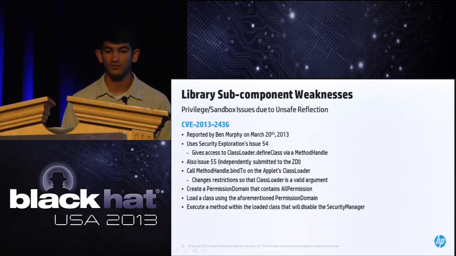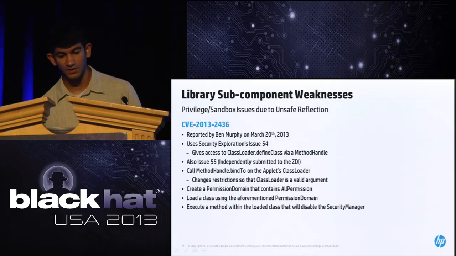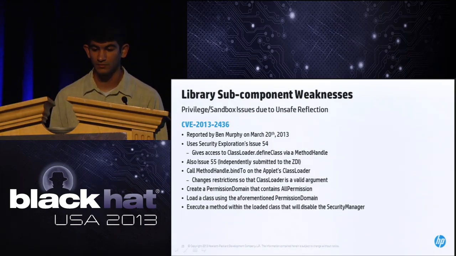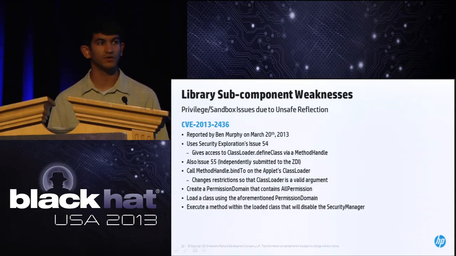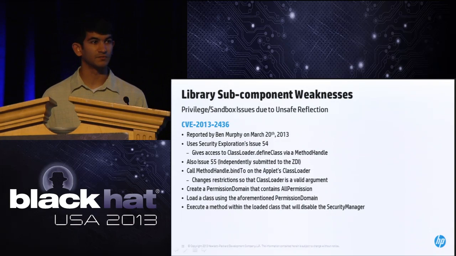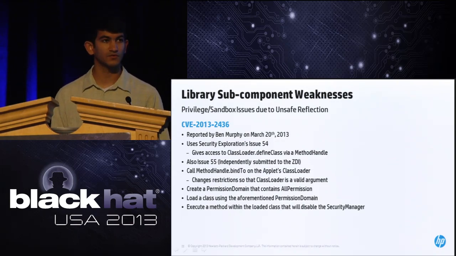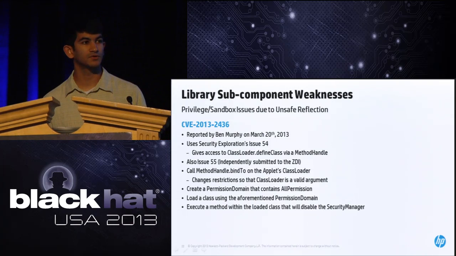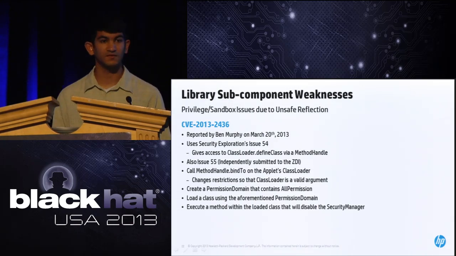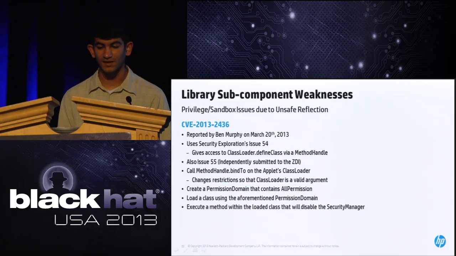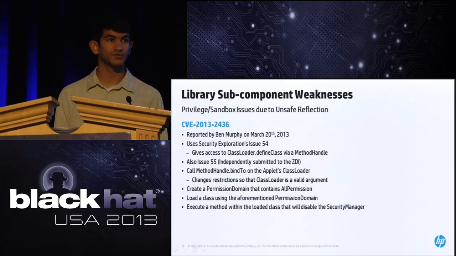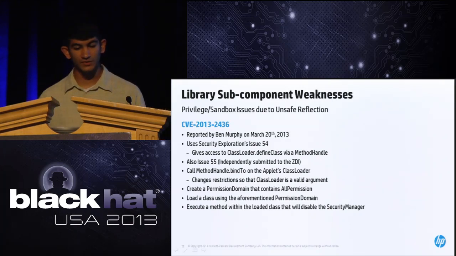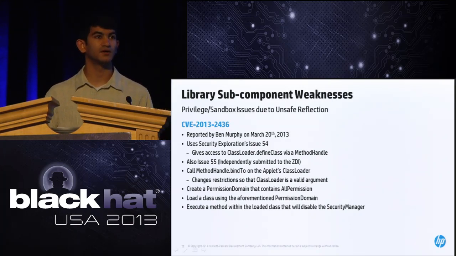CVE-2013-2436 is an example of unsafe reflection and it was reported to us by Ben Murphy on March 20th of 2013. It starts off by using Security Exploration's issue 54, which Oracle decided is not a vulnerability. Issue 54 makes use of the invokedynamic JVM opcode to get access to protected methods. So in this particular case, we can get access to the defineClass protected method of the ClassLoader class, and we end up with a method handle to it. They also mentioned that they had another way of actually turning it into a full exploit, and they called it issue 55.